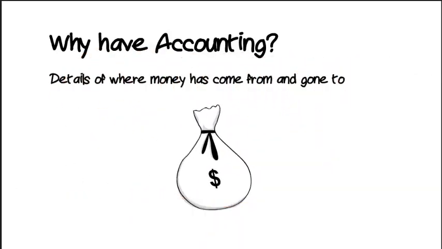Now the most important thing, the reason why we have accounting, is we need to detail where the money has come from and gone to. That's pretty obvious. So we need to account for every money that comes in to the business and goes out, and what it's spent on, and also needs to be verifiable.